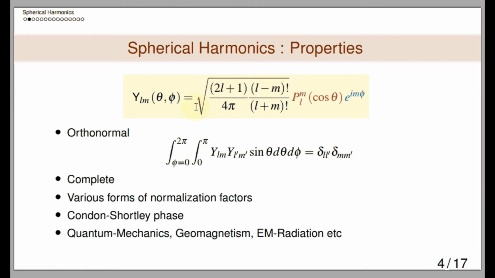And in some of the functions what we have is actually the Condon-Shortley phase, which is minus 1 to the power of m. One has to be careful about whether a given function, say in Python or MATLAB, implements that Condon-Shortley phase or not, depending on your requirement.